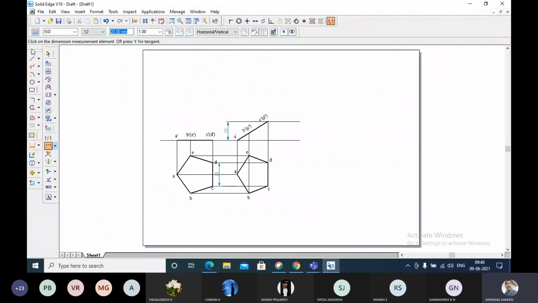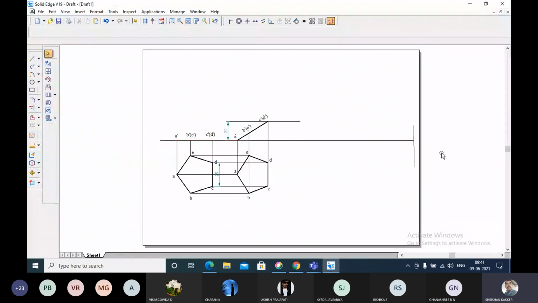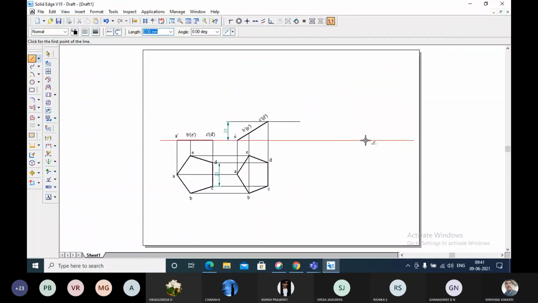Okay, both the ways I'll be showing you. Let me draw one line. Both the ways I'll show the positioning, and whichever you feel like, we can use them. Let me draw a line at an angle of 45 degrees.